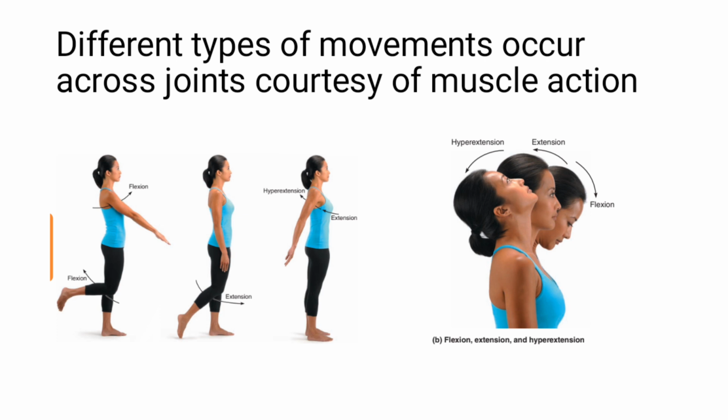No, in the trunk, this is not abduction and adduction. That movement is actually lateral flexion of the spine, right? And so the spine is capable of lateral flexion. It can move, it can deflect in both directions across the median plane. So we call that lateral flexion, all right?